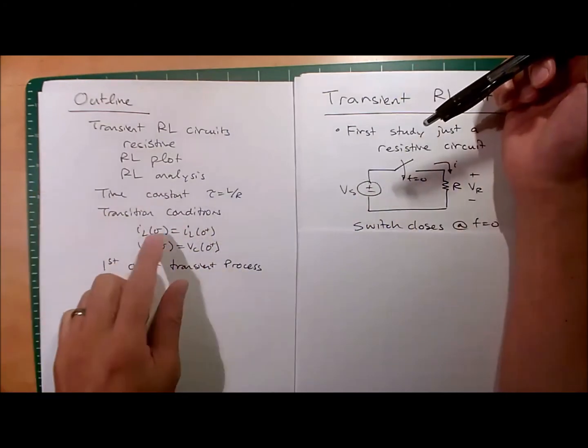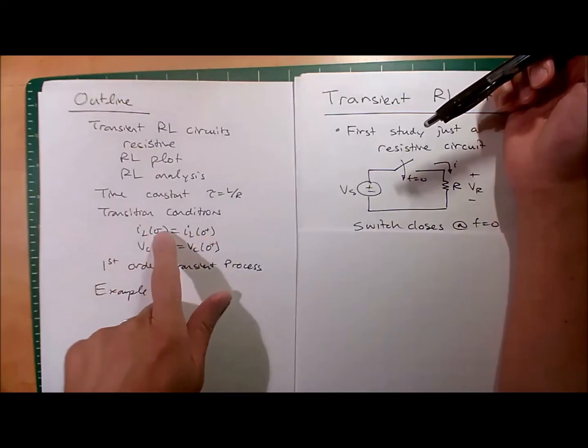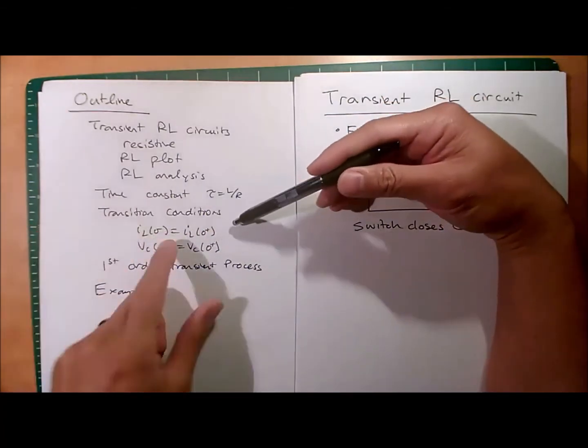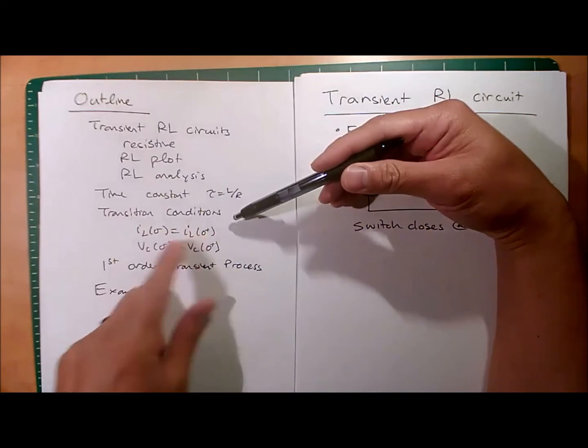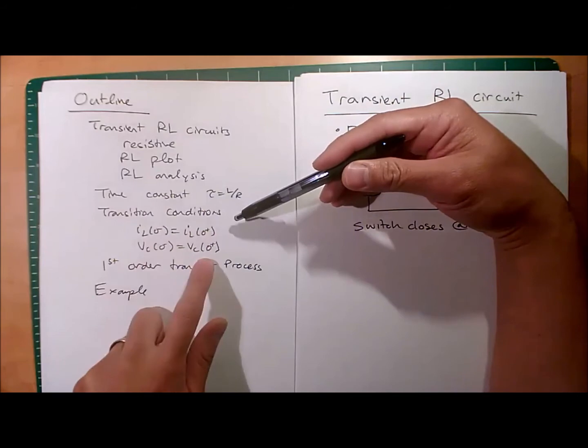Before and after transition can be considered the 0 minus and 0 plus, or more generally the minus and the plus. And for an inductor, the inductance current cannot jump instantaneously. Same with the capacitance voltage, right? And so that's what these two equations mean.